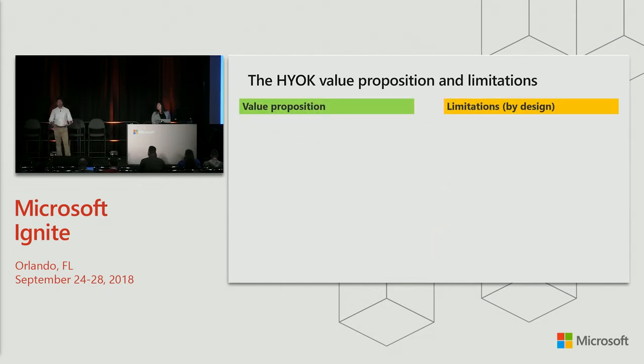Now, let's talk about what HYOK provides and, by design, what you will not get with it. Because you encrypt your data with a key that's on premises, isolated, and not visible to the Microsoft Cloud, it means that data that's encrypted by it is going to be opaque. You're going to get no indexing, no search, or any other type of reasoning over that data. So all the magic of Office 365 is essentially lost if you use HYOK for your files.